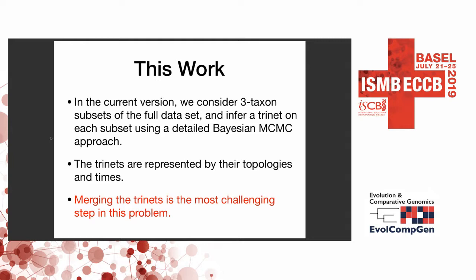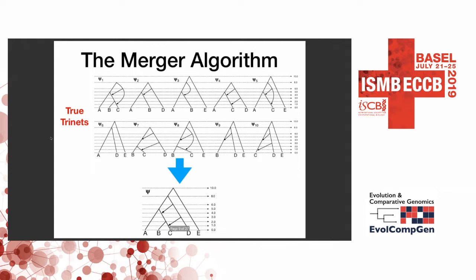And then we want to merge them. Of course, the non-trivial part here is merging them, because for the other steps we are not doing anything fancy. We are just saying, look at every subset of 3 taxa and infer a network using methods that have been developed. But then how do we merge them? So the merger algorithm is really what we are interested in.